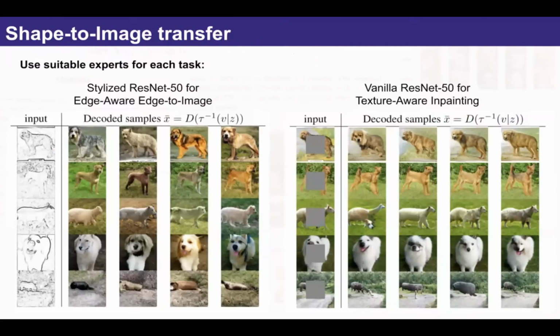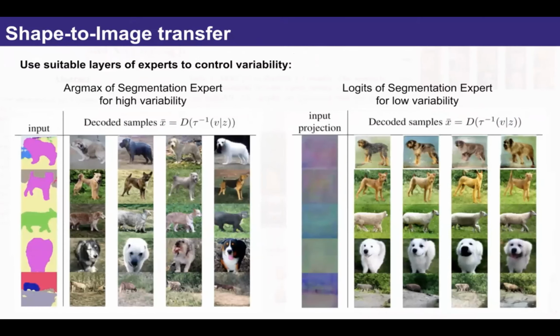Based on these findings, it becomes evident that different synthesis tasks ask for different experts. Edge-to-image synthesis depends on a shape-aware expert, whereas for inpainting, a texture-aware model is desired and leads to the best results. Similarly, the choice of different layers of an expert gives control over the variability of the produced outputs.